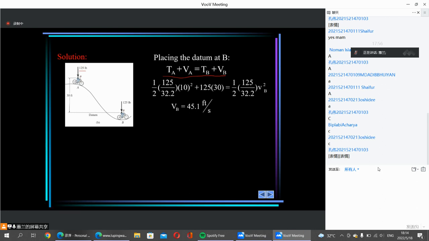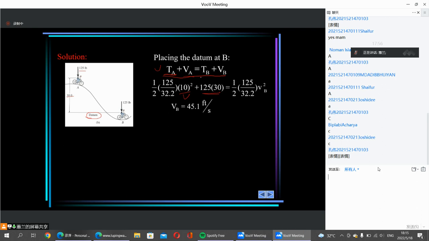So the kinetic energy plus the potential energy at position A will equal the kinetic energy plus the potential energy at position B. Because the velocity at position A is given, the kinetic energy at position A is given. The potential energy at position A can also be calculated, because after we have defined the datum line, the height of the girl is given. So we can calculate the potential energy.